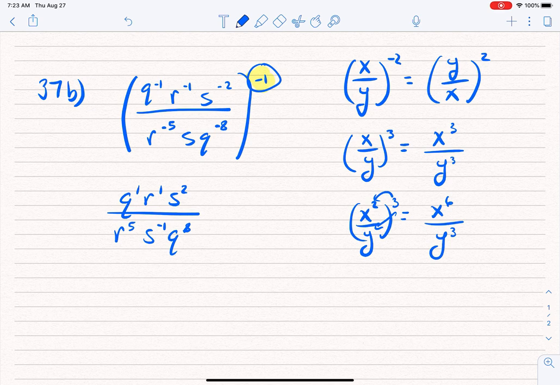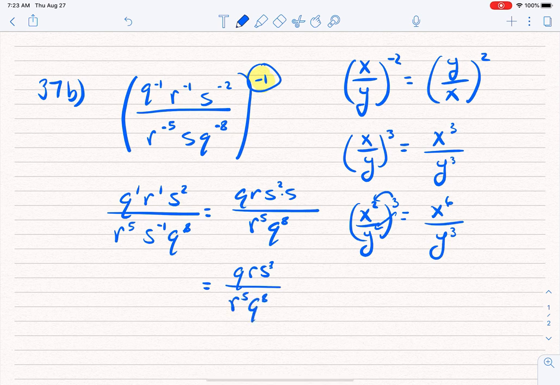So that gets moved up top, and then this would look like q r s squared times s all over r to the 5th, q to the 8th. Now at this point, I can combine and then do my subtraction based on what I have up top and down at the bottom. And so on the top, I've got QR, and then obviously s squared times s is going to give me s to the 3rd power. So I'd get QR s to the 3rd power all over r to the 5th, q to the 8th.